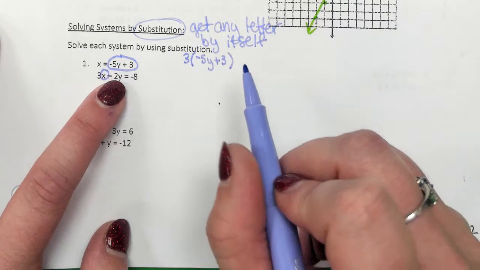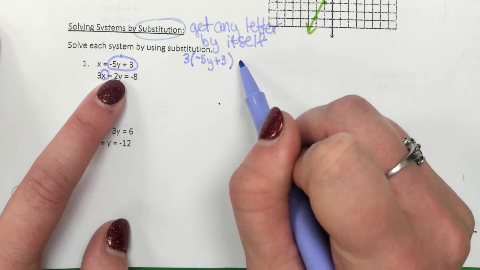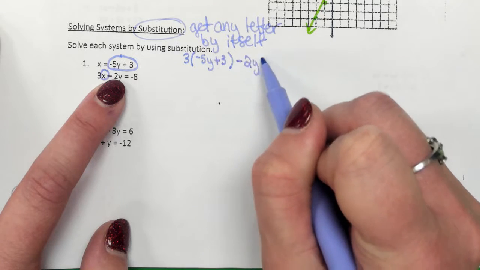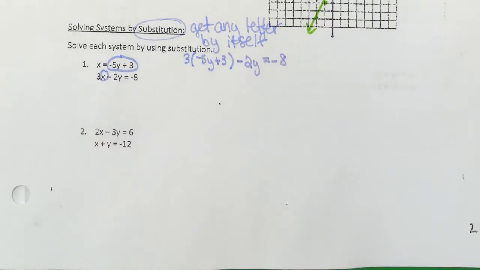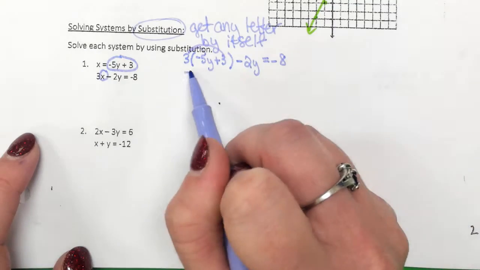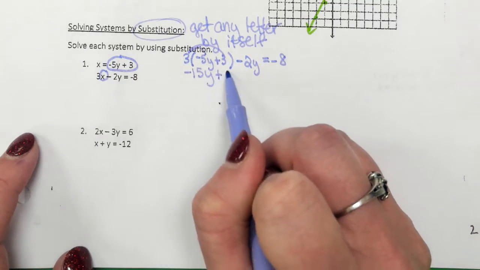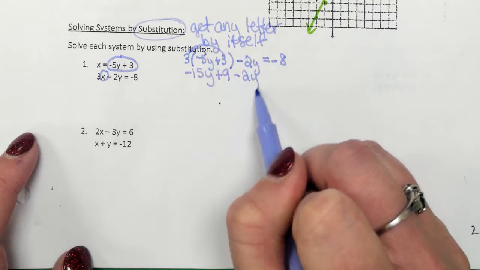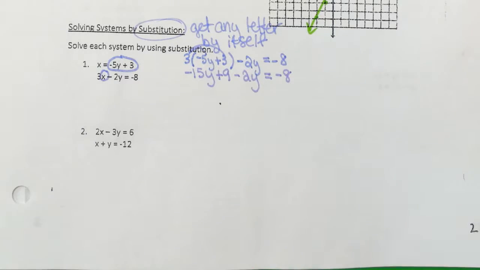All right, let's keep going with our equation. What else does it say besides 3x? All right. And we do that because now what's the only letter you see up there? Y. And you can figure out what y equals. So what do we need to do first to figure out what y equals? Distribute the 3. There you go. So that would be negative 15y plus 9 minus 2y equals negative 8.